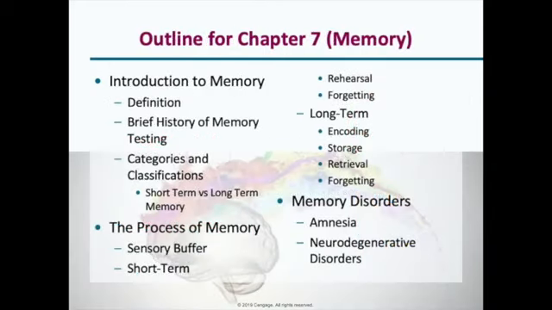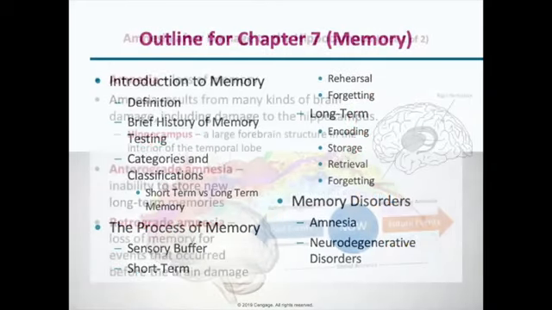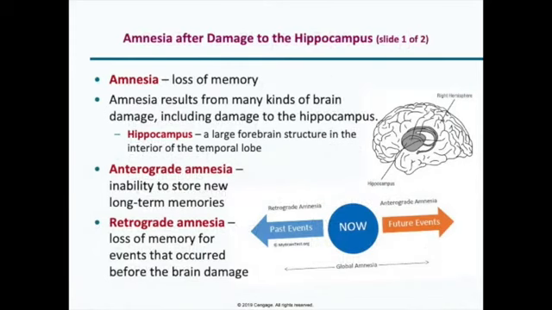Moving on to memory disorders. Amnesia is a loss of memory, and it results from many kinds of brain damage, including damage to the hippocampus. Brain damage induces retrograde amnesia and anterograde amnesia. Retrograde amnesia is the loss of old memories, whereas anterograde amnesia is difficulty storing new memories.